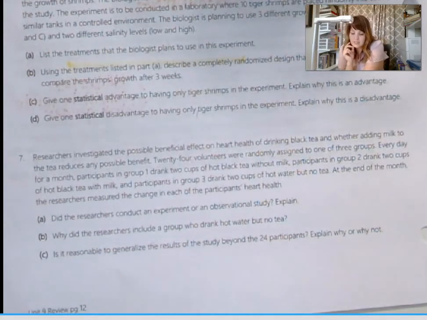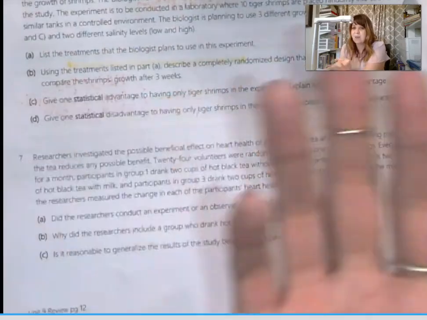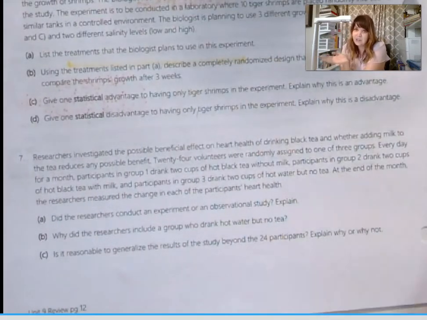D, give one statistical disadvantage. Well, the disadvantage is now you only know about tiger shrimp. You can't say anything about any of the other shrimpies, just the tiger shrimpies.